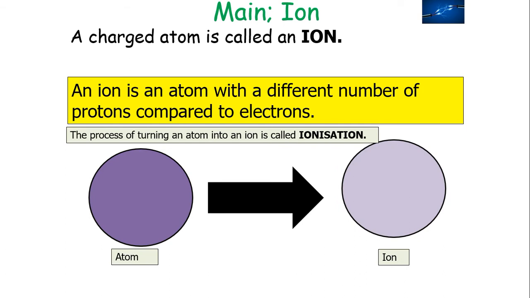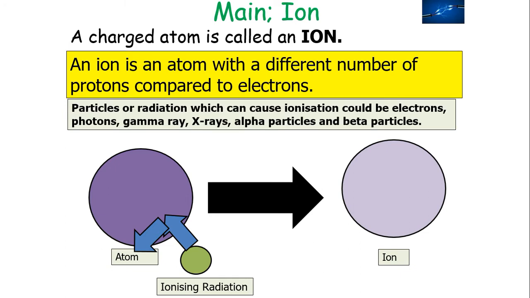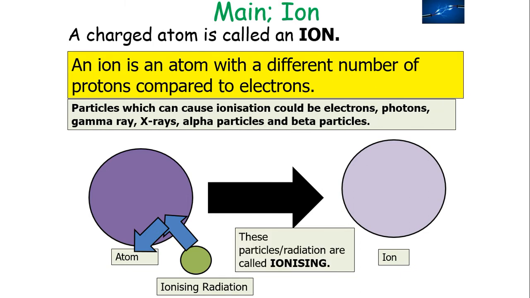The process of turning a neutrally charged atom into an ion is called ionization. Ionization can be caused by the collision of the atom with an energetic particle or with radiation. Particles or radiation which turn atoms into ions could be electrons, photons, gamma rays, X-rays, alpha particles, or beta particles, and we term these particles or radiation as ionizing. For example, X-rays and gamma rays are ionizing radiation.